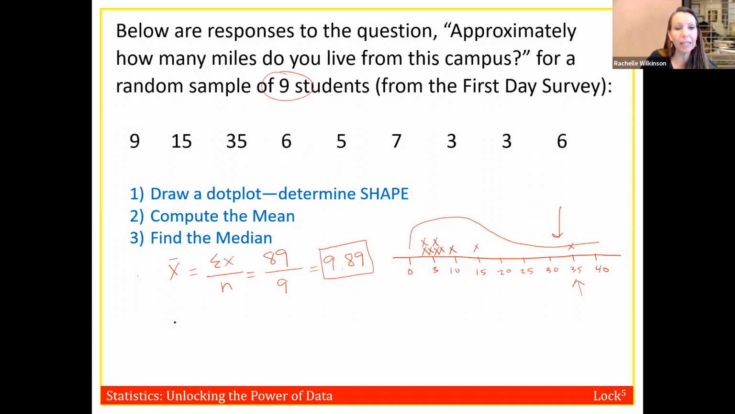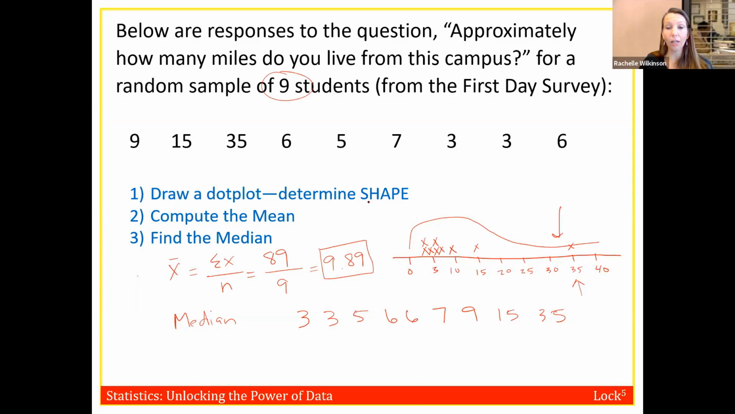Okay, so to figure out the median, the first thing we do is order the observations from smallest to largest. So looking at my numbers, I've got 3, 3, 5, 2 6s, a 7, 9, 15, and 35. Let me see if I got them all. 1, 2, 3, 4, 5, 6, 7, 8, 9. Yeah, I did.